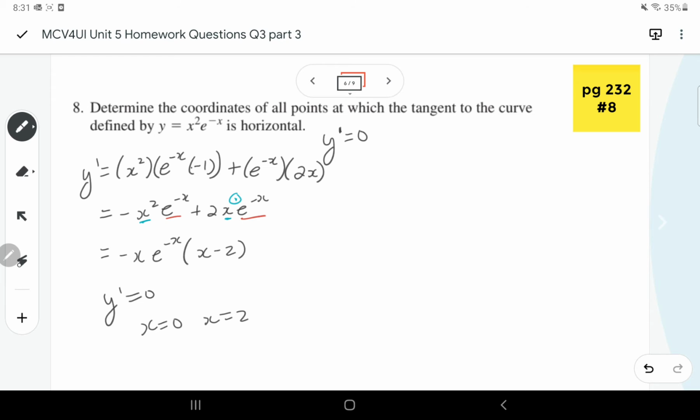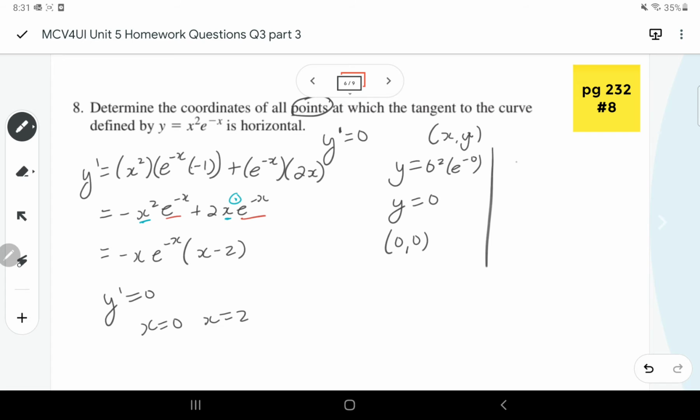Now remember that you would need the actual points. If it says points, that's x, y coordinates. So for the first one, if x equals 0, y equals 0 squared times e to the negative 0. We've got that 0 coefficient, so it's just 0. So the point is 0, 0 there.